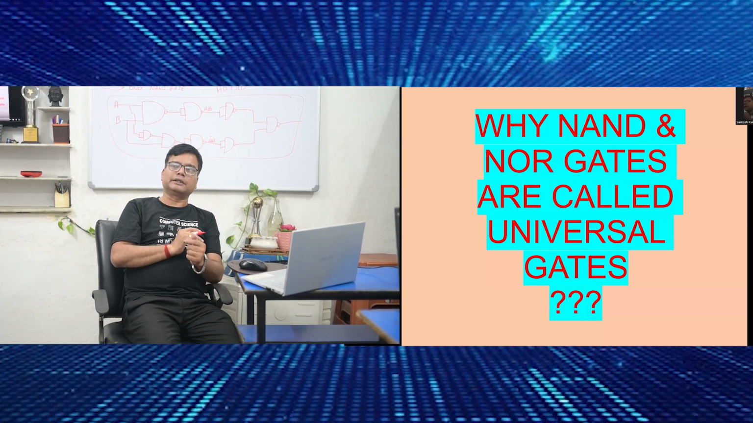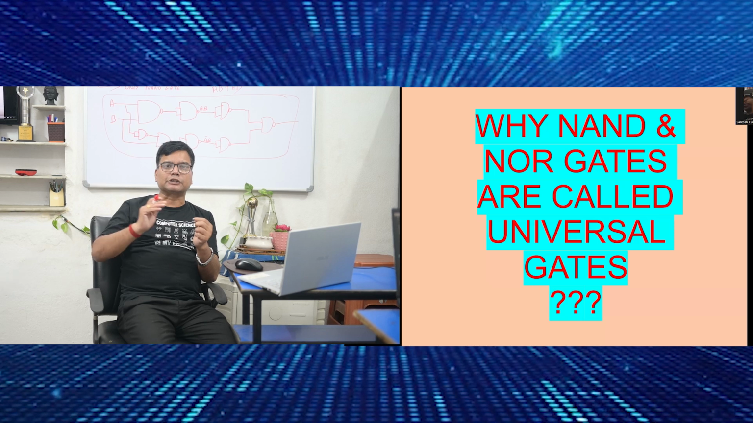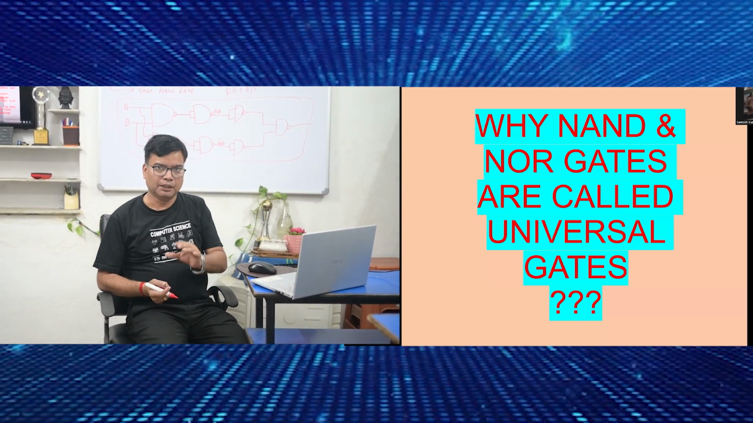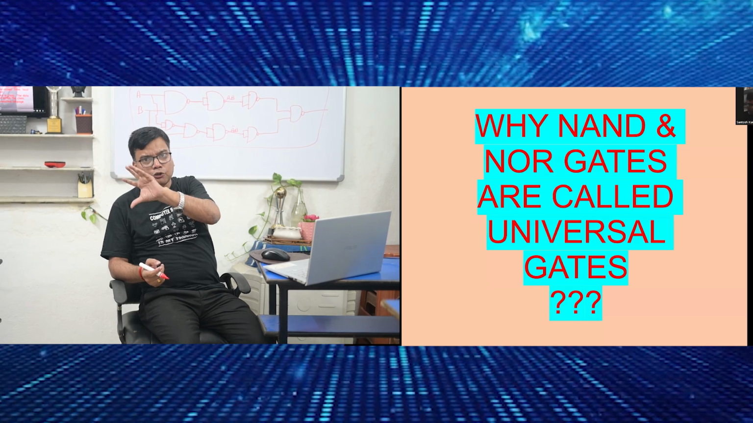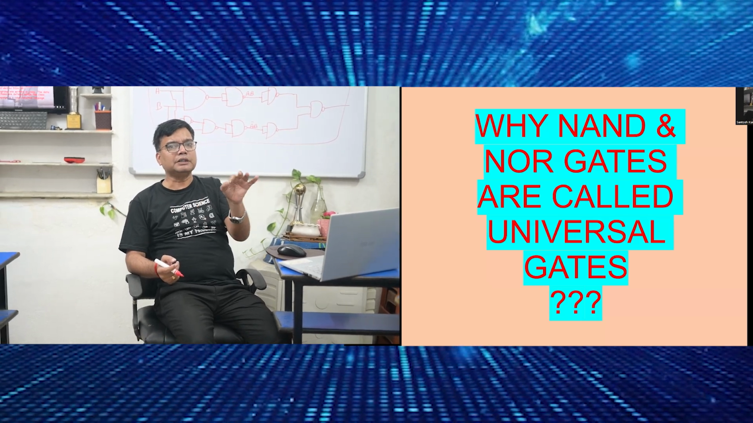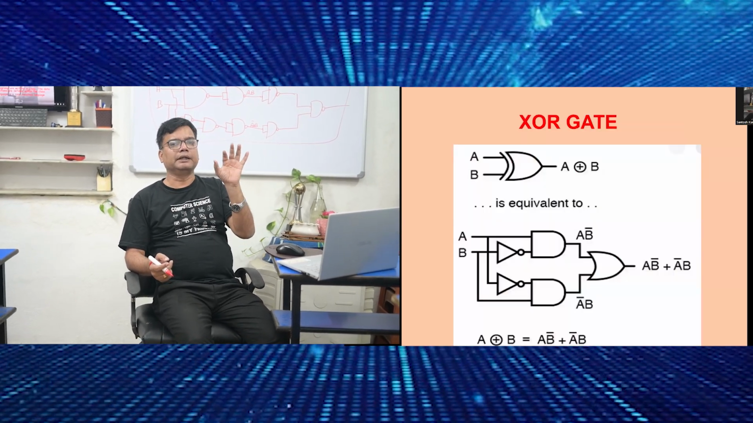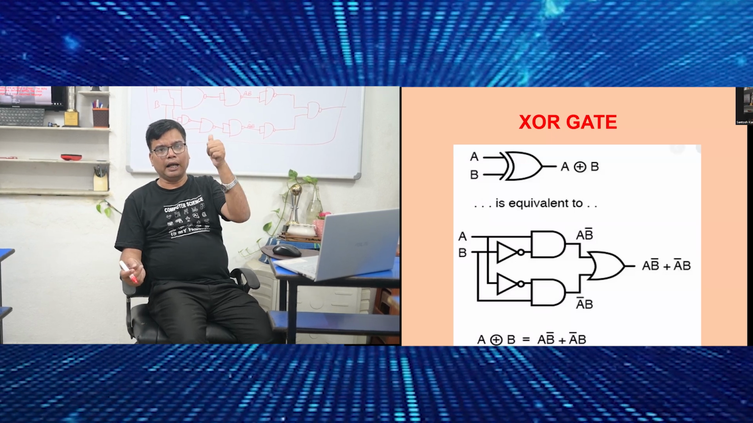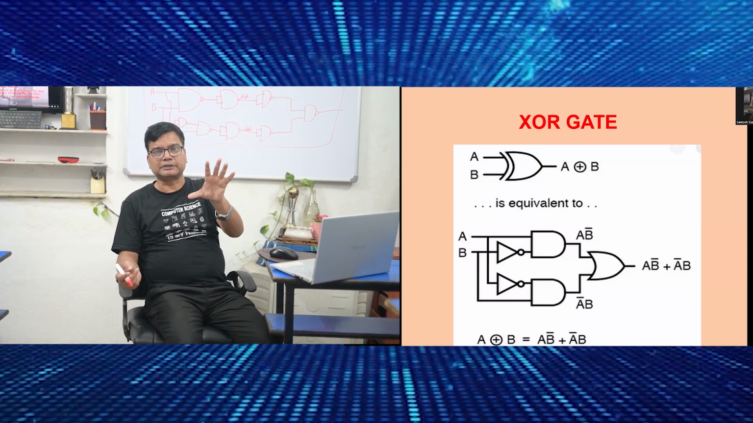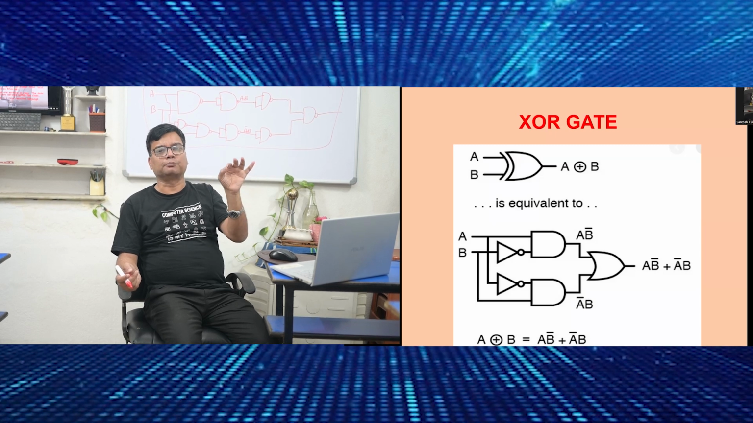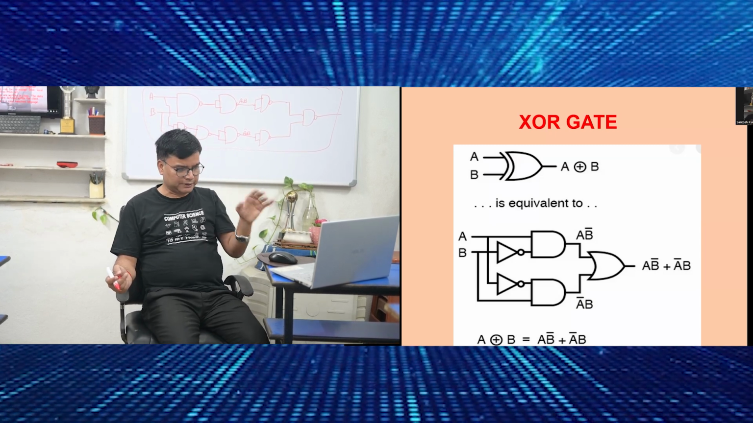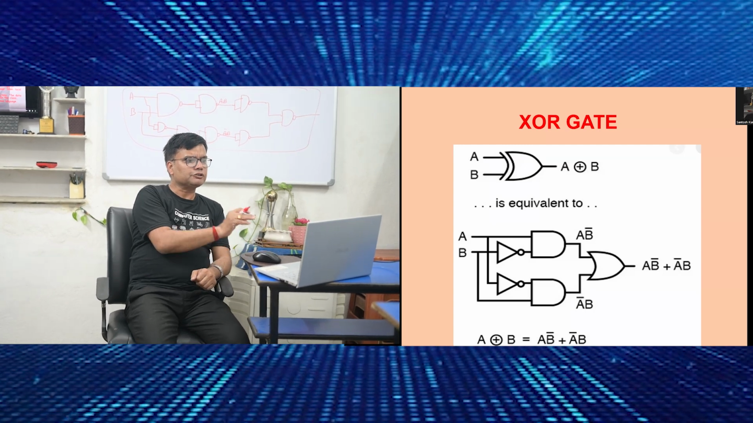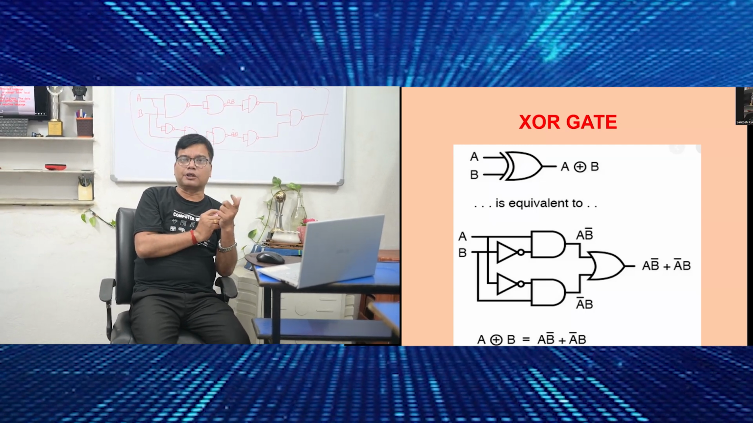Now comes the third category of logic gates, that is exclusive gates. What do we mean by exclusive? Exclusive means that it is exclusively made. Now these exclusive gates are made by combining the AND, OR and NOT gates. Combining these three gates, we can get the output of the exclusive gates. Now what is exclusive about them? The first one is the XOR gate.